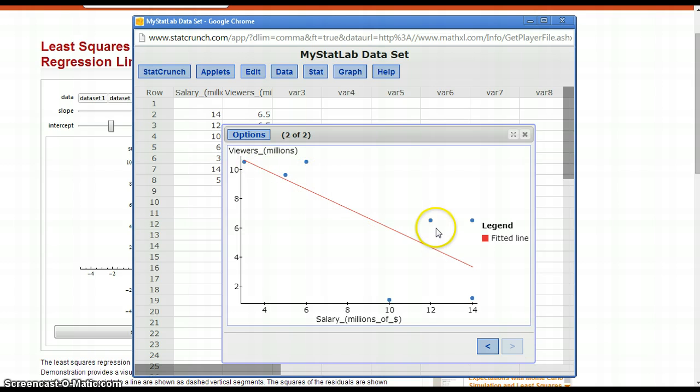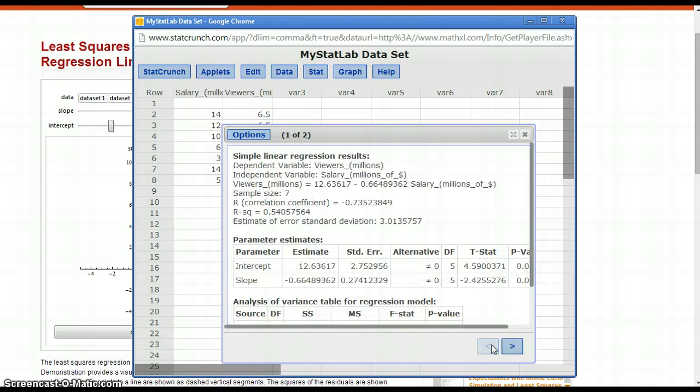We definitely see a negative trend, but you know what? We've got some dots here that are below, above, above, and below. And I can actually do what we'd call a residual plot. A residual plot would be, and I'll do that as well. But before I do that, I want to evaluate this. This is negative 0.73, sample size of 7.